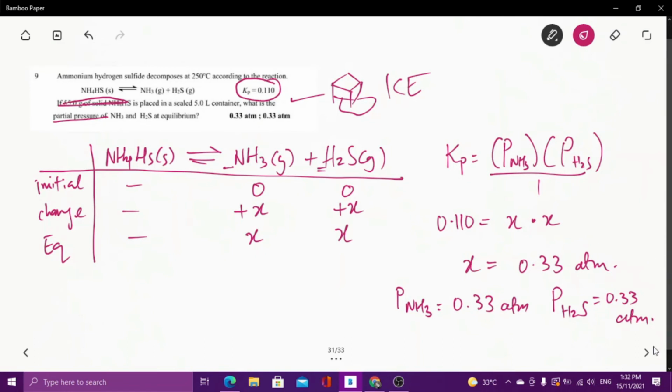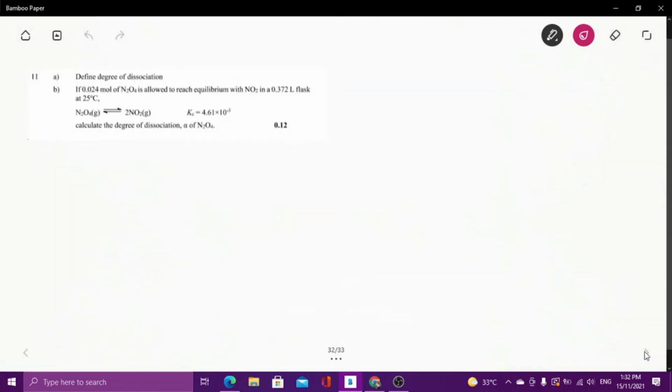Okay, terus kepada soalan nombor 10. Okay, so soalan nombor 11, the next one lah. So the next one involve degree of dissociation. Okay, so degree of dissociation selalunya kita buat in terms of, kita panggil dia alpha. Alpha dekat sini, so alpha.